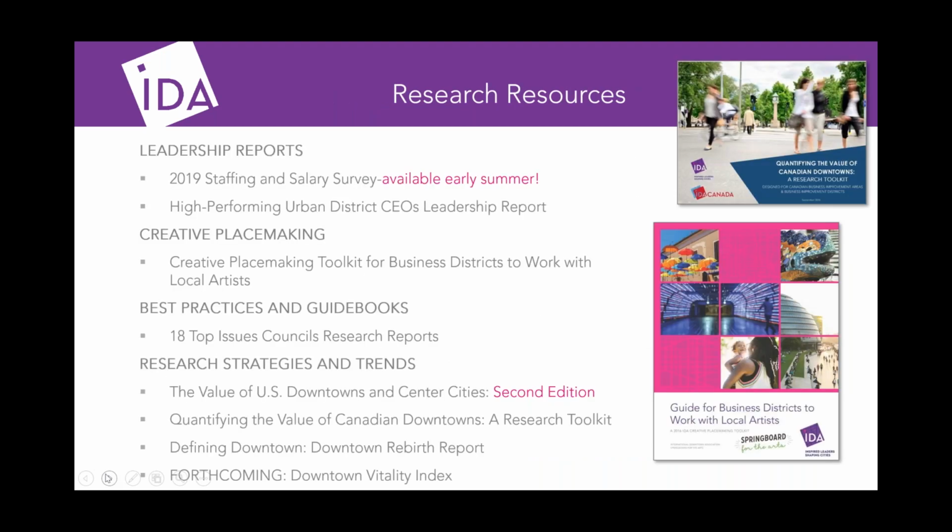Some of the other publications that we have available are the High Performing CEOs Report and Quantifying the Value of Canadian Downtowns. We also have the Creative Placemaking Toolkit. The 2019 Staffing and Salary Survey is getting ready to be available in early summer. Please double check with your executive director and make sure that they received that email from IDA so that they can participate and get their information counted towards the 2019 Staffing and Salary Survey. Also, when you are going to purchase these publications, remember to sign in so that you can get the member rate in the web store. Lastly, we do have available the value of U.S. downtowns and center cities. We are now on our second edition, and the Downtown Vitality Index is forthcoming.